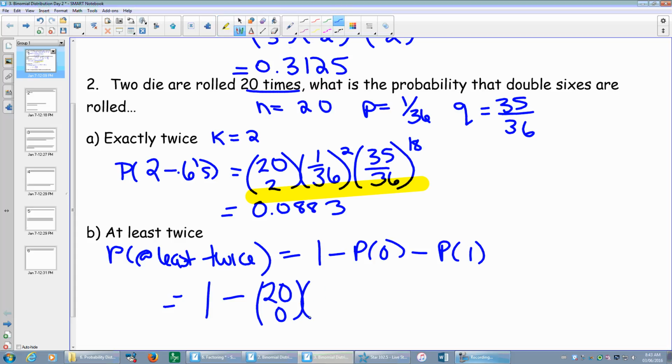Times 1 over 36 to the exponent what? Not to the exponent 2. I'm doing this 0 times. So 0 successes, so it becomes to the exponent 0. What comes next? To the exponent what? Yes. Subtract. Billy, can you do the next piece for me?